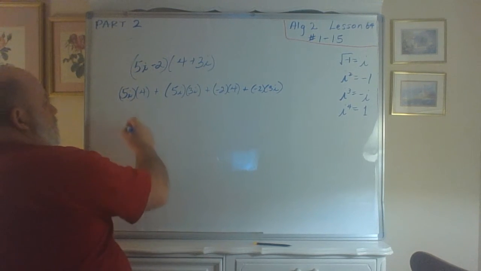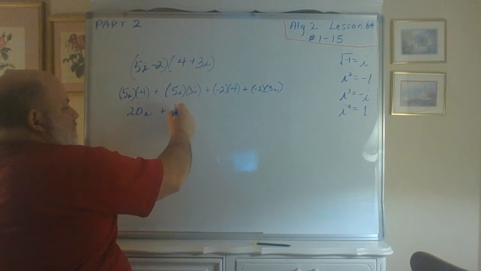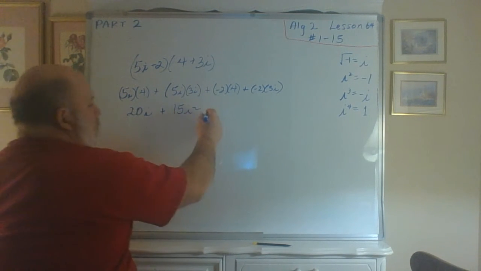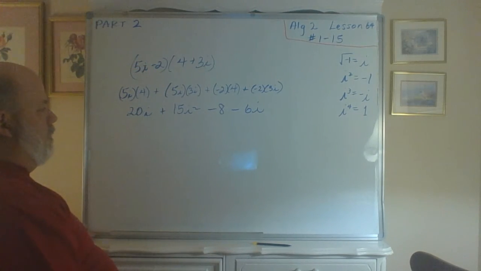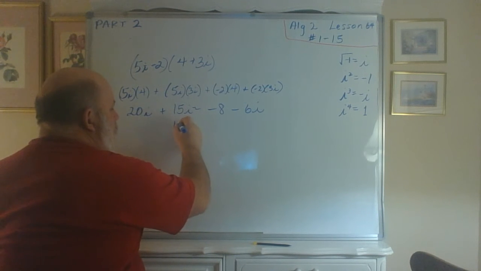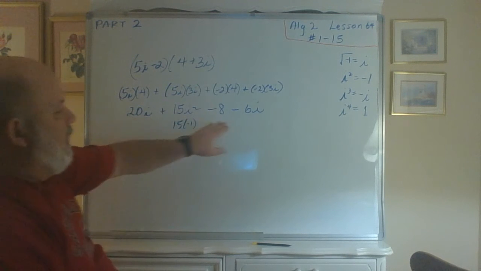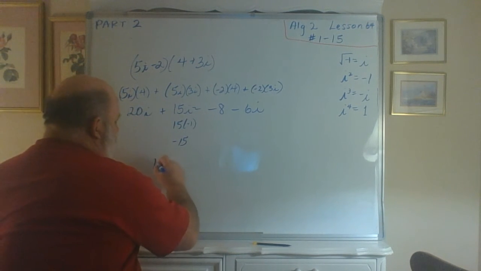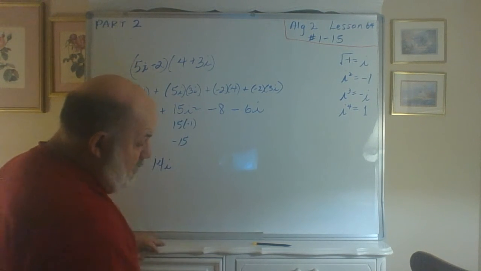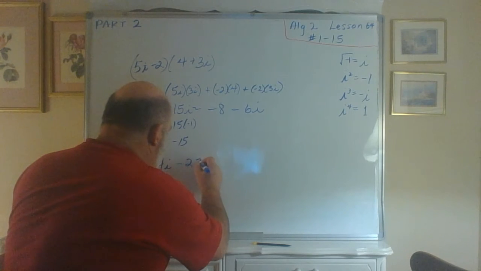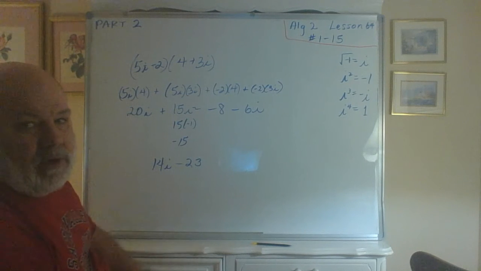First, outer, inner, and last. We have 20i plus 15i squared minus 8 minus 6i. This i squared is -1, so this is -15. I have 20i minus 6i, that's 14i. I have -15 minus 8, that is -23. So the answer is -23 plus 14i. Not too bad. There you go.